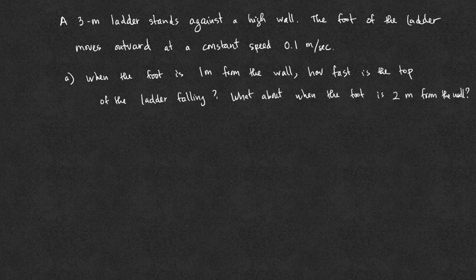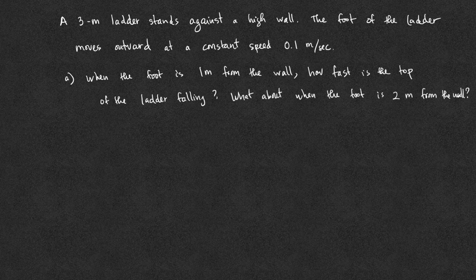A 3-meter ladder stands against a high wall. The foot of the ladder moves outward at a constant speed of 0.1 meter per second. When the foot is 1 meter from the wall, how fast is the top of the ladder falling? What about when the foot is 2 meters from the wall?